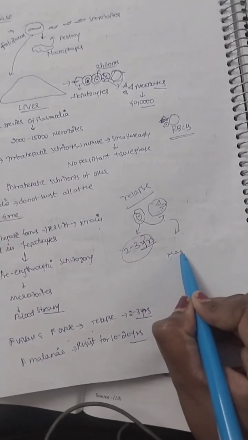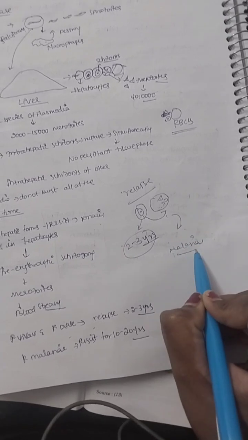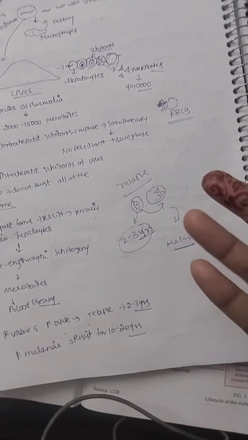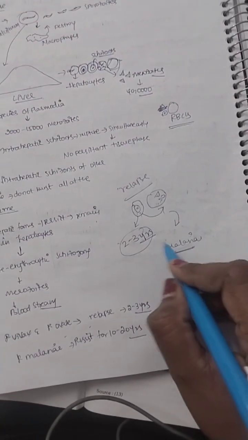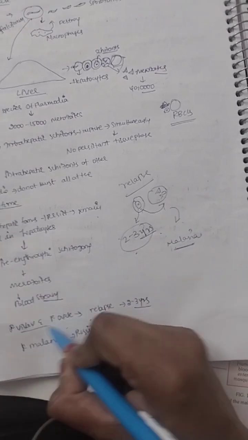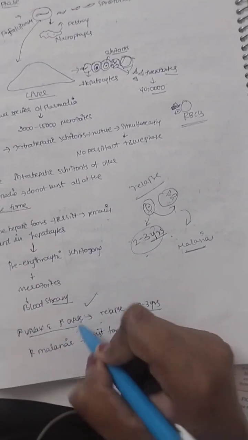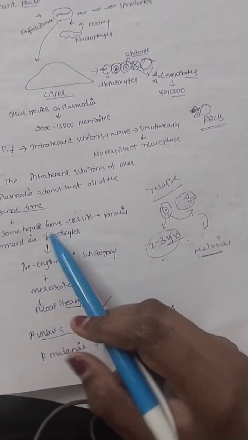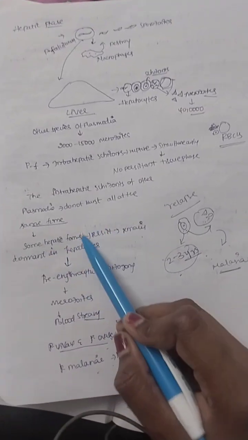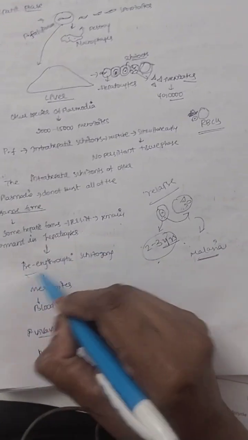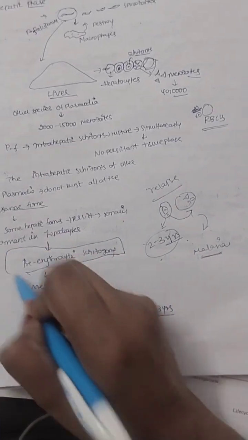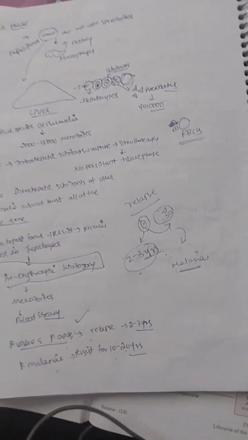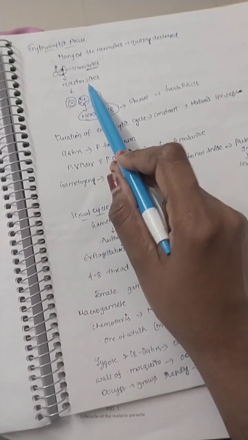So if people who already suffered from malaria complain of malaria again after 2 to 3 years, you have to suspect the infection is caused by Plasmodium vivax or ovale. In Plasmodium malariae, the infection persists for 10 to 20 years. Some hepatic forms persist and remain dormant in the hepatocytes. This cycle is known as pre-erythrocytic schizogony. Okay, this is clear. Next, the erythrocytic phase we already discussed.